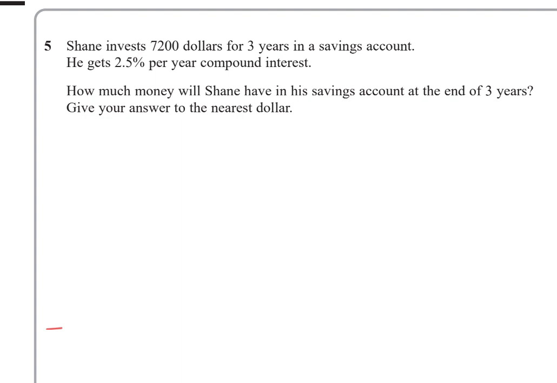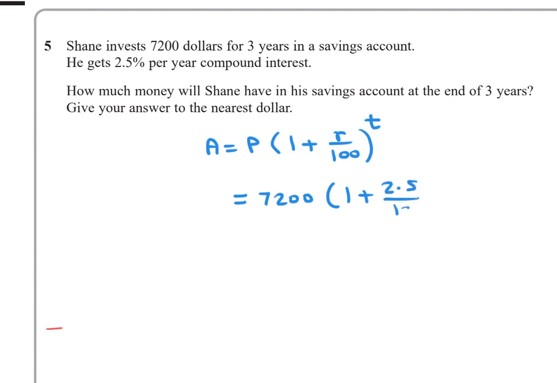Apply the rule for the compound interest. The rule is A equals P into 1 plus R over 100 power T. So 7,200 into 1 plus 2.5 over 100 power 3 equals $7,754 to the nearest dollar.